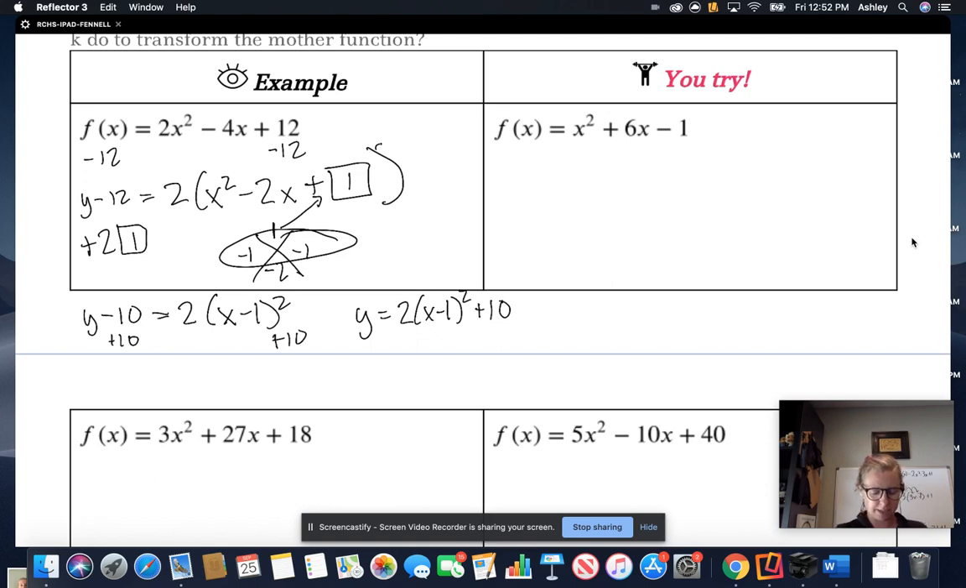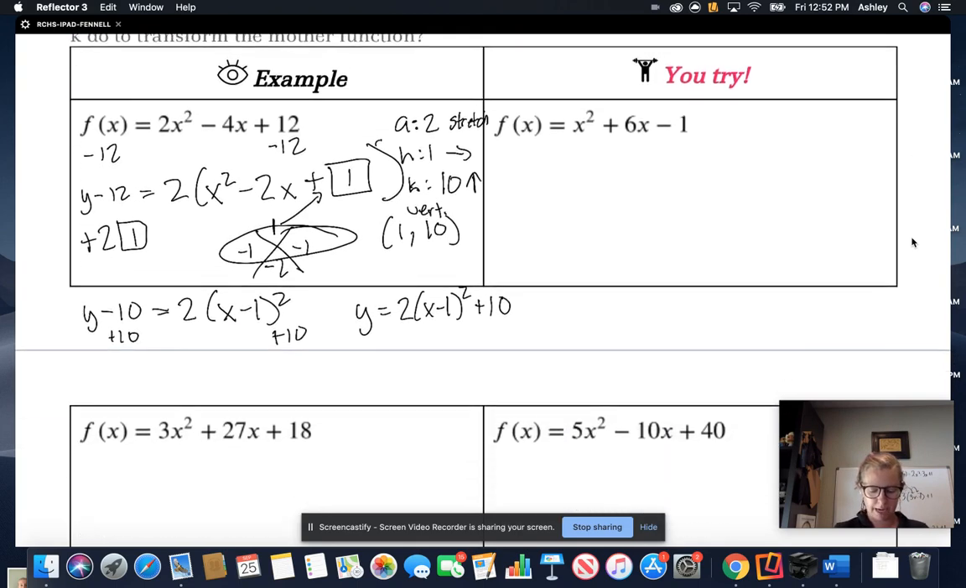All right, so what is A in this case? A is going to be 2, and it's going to stretch my function. H is going to be positive 1. It's going to shift us right 1. K is going to be positive 10. It's going to shift us up 10. And my vertex is going to be at 1, 10. That is my vertex.